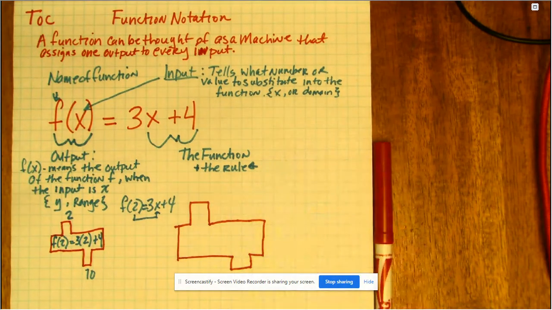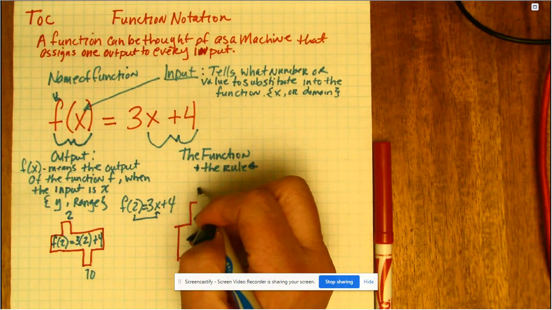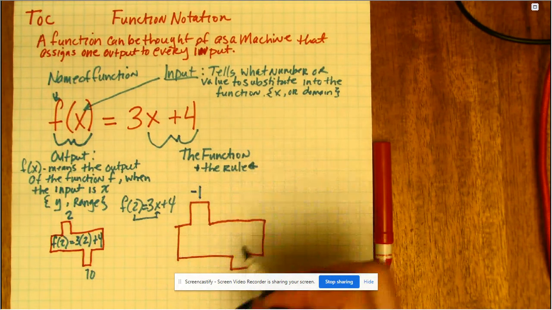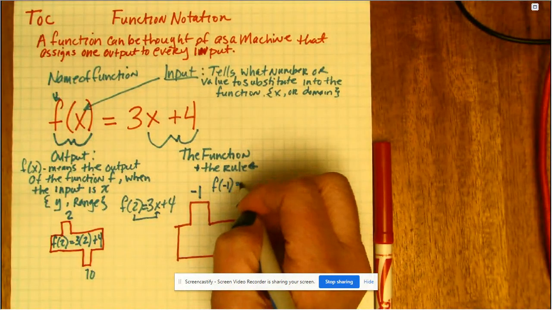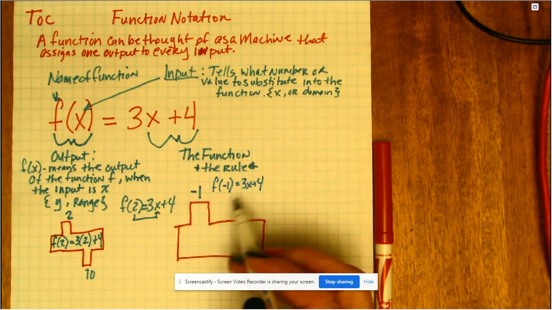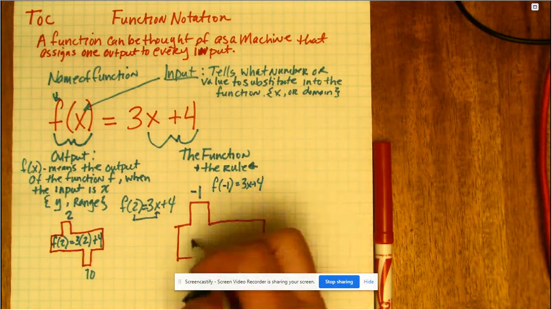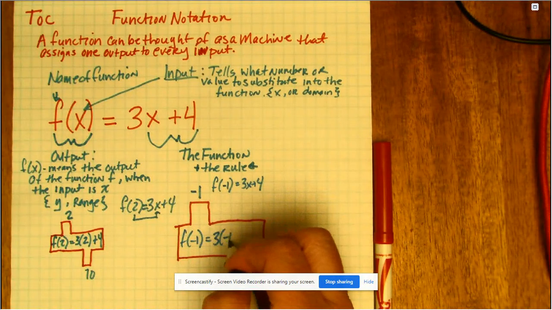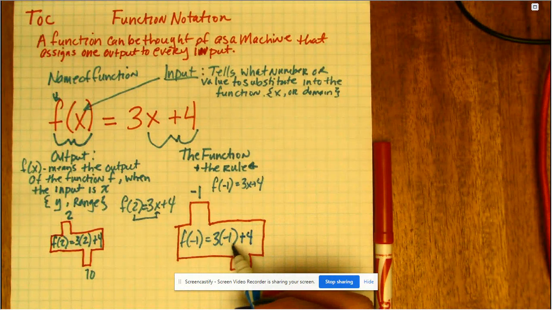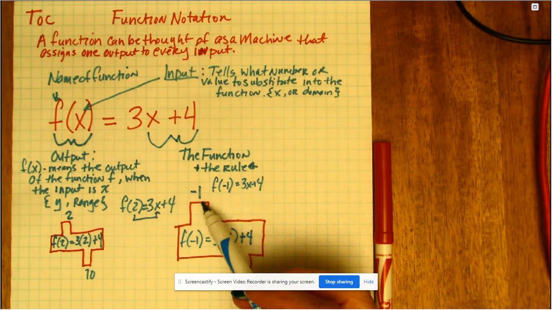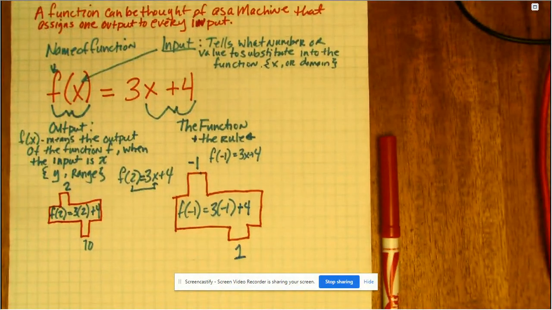So what happens with this same function if they want me to find what happens when I put in a -1? So they're asking me to find f of -1 for 3x plus 4. So for the function f of x, we're looking at it when the input is -1. So f of -1 is going to be 3 times -1 plus 4. So 3 times -1 is -3, plus 4 is going to give me 1. So when my input is -1, my output is going to be 1.